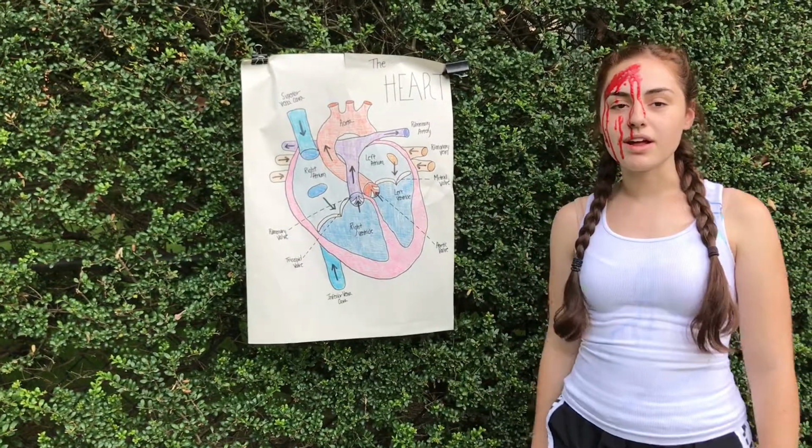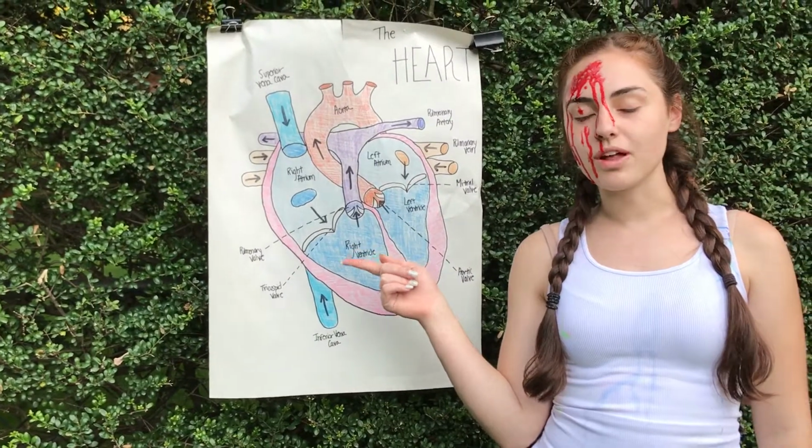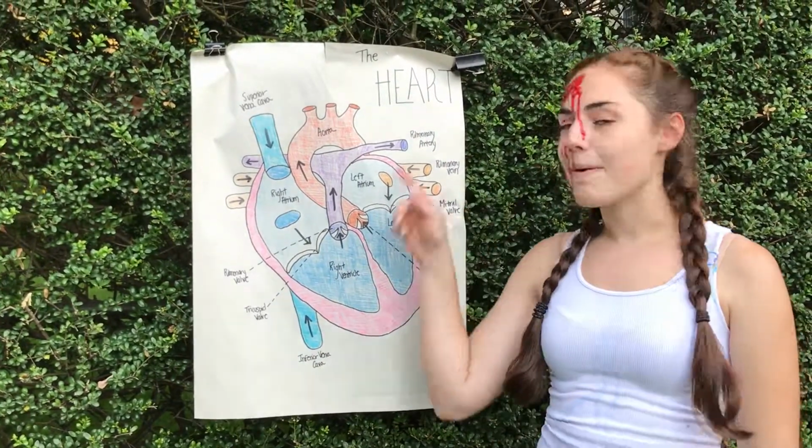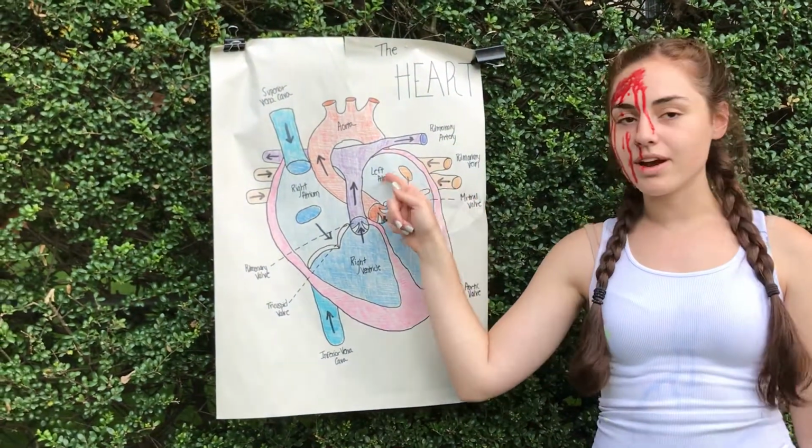The oxygenated blood then moves back to the heart through the pulmonary veins. Veins are the blood vessels that are responsible for bringing blood back to the heart. Then blood flows into the left atrium through the pulmonary veins.